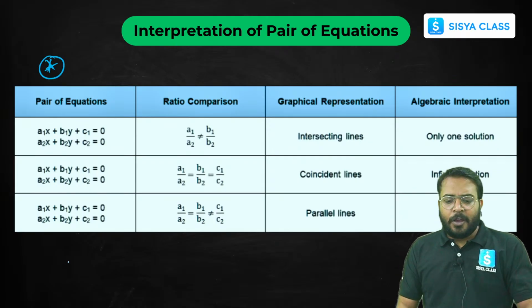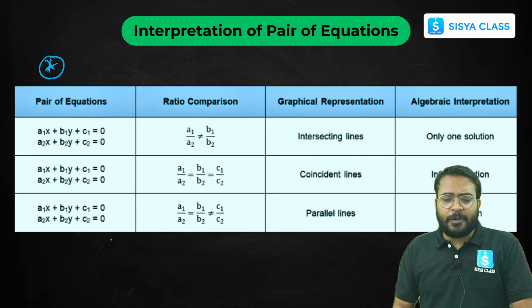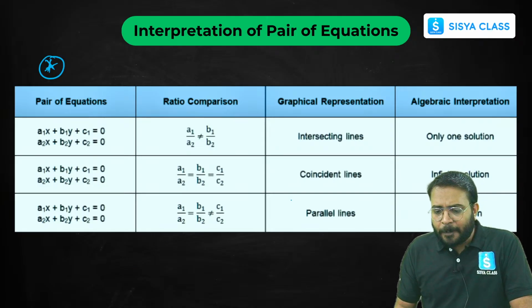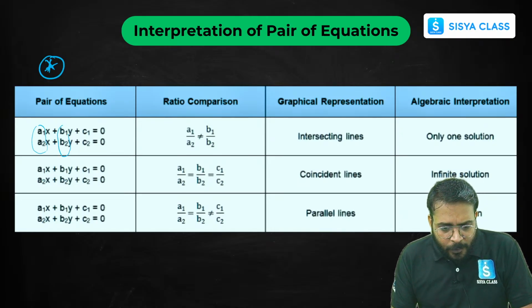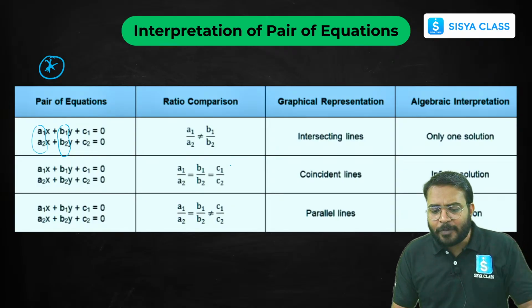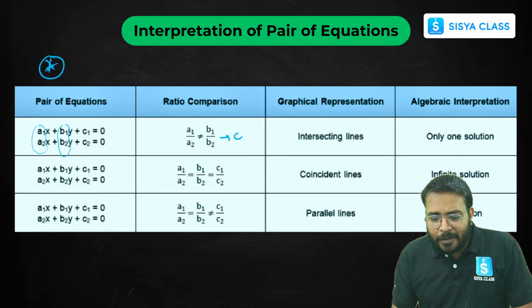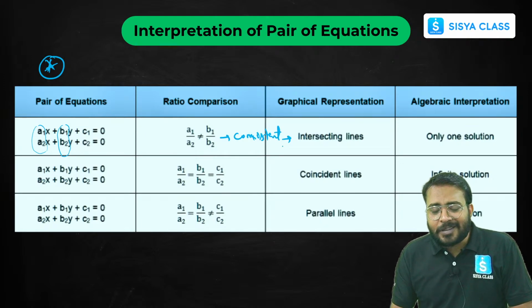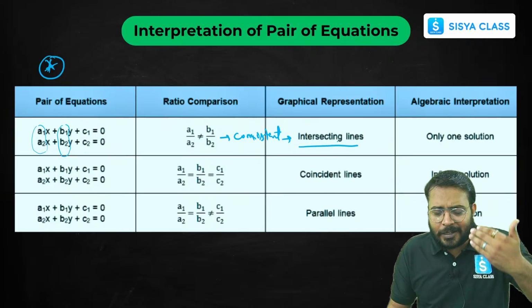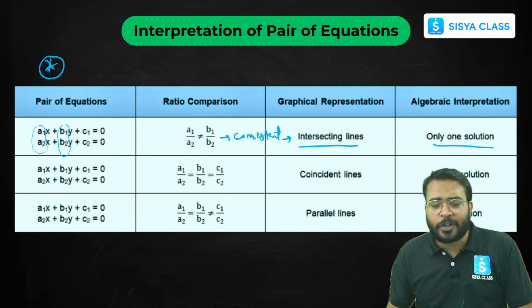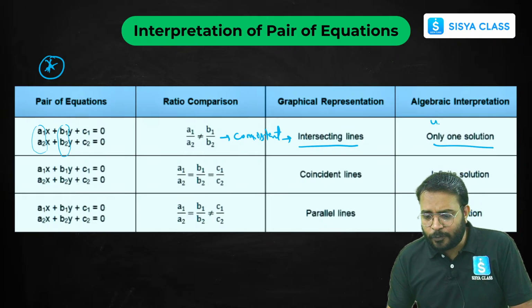If a pair of equations is given, and the ratio of the coefficients of x and the ratio of the coefficients of y are not equal, that is, if a1 by a2 is not equal to b1 by b2, then we will say that these lines are consistent, and specifically they are intersecting lines. Intersecting means they have only one solution, or you can say a unique solution. We use both terms.